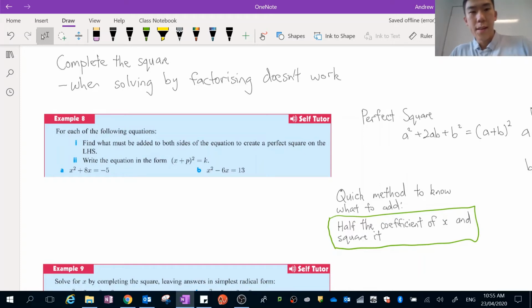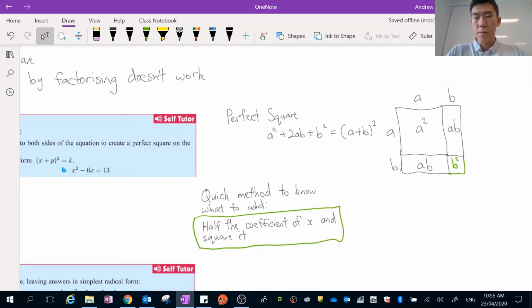Hello everyone. In this video I'm going to go through all the examples in exercise 11C, completing the square. Completing the square is a method for you to solve a quadratic when the factorizing that we've done doesn't work. This utilizes perfect squares, which we learnt about last term. So I've put it over here, as you can see.